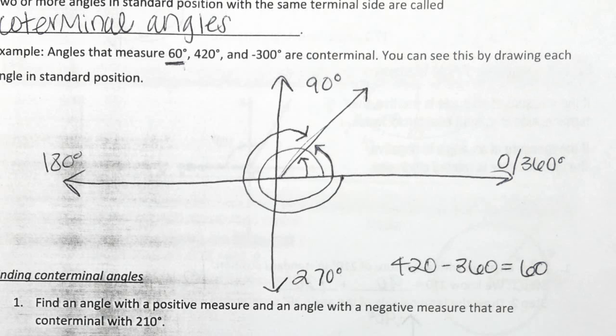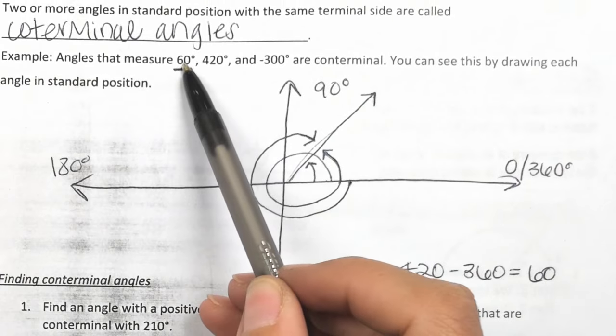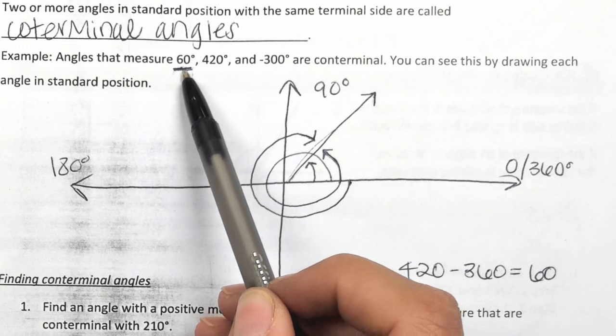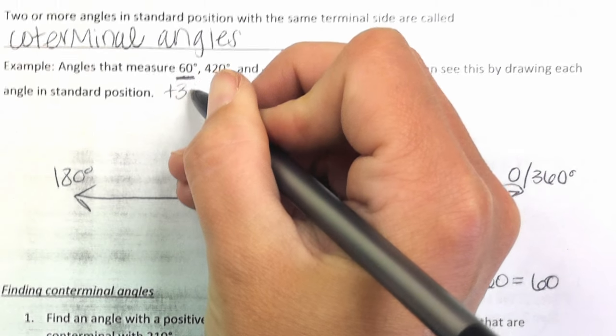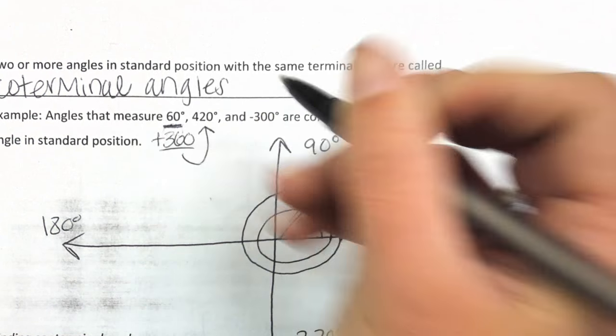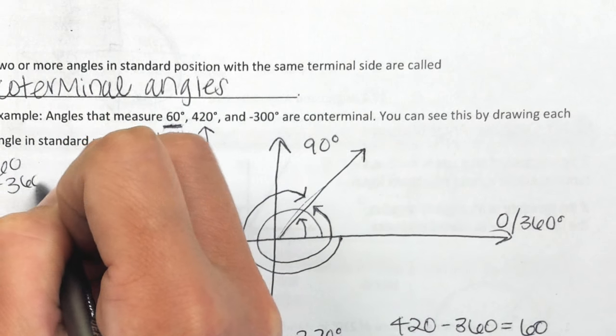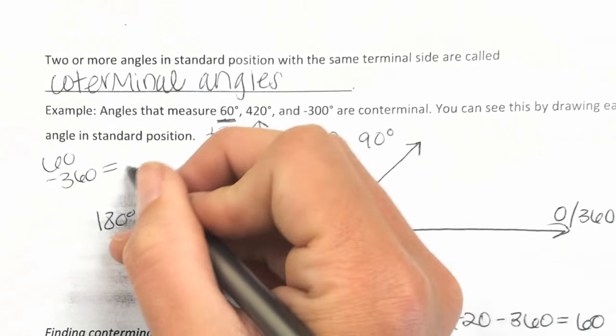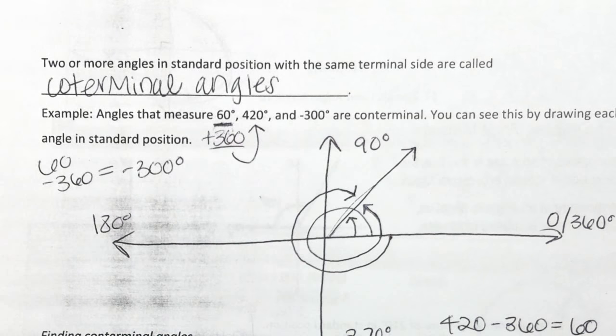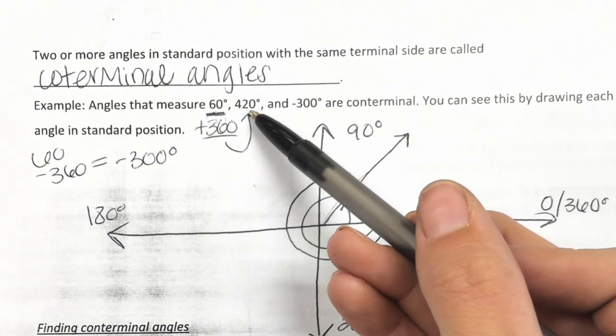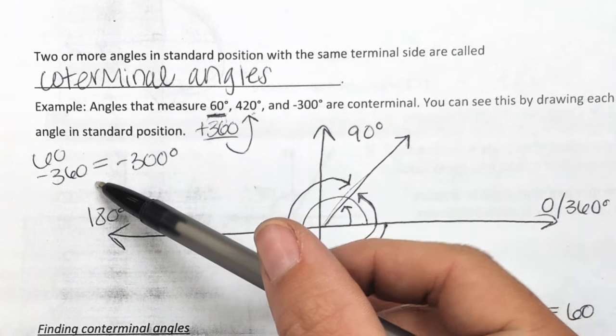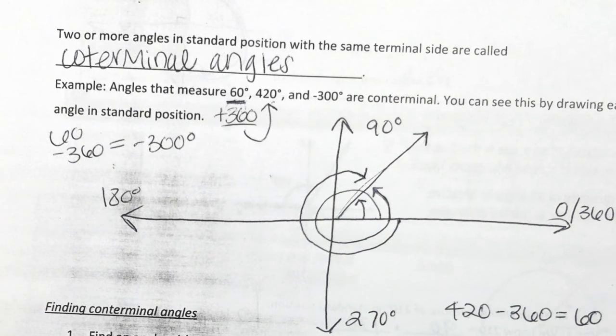And an easy way to find these coterminal angles, what is 60 plus 360? Good. 60 plus 360 is 420. Now do 60 minus 360. That's going to give us what? Negative 300. So you just figured out how to find coterminal angles. What did we just do? We added 360 to get this one, and subtracted 360 to get this one. That's how you find coterminal angles.